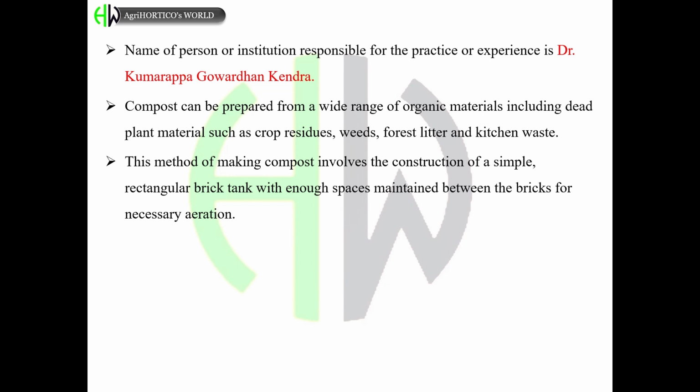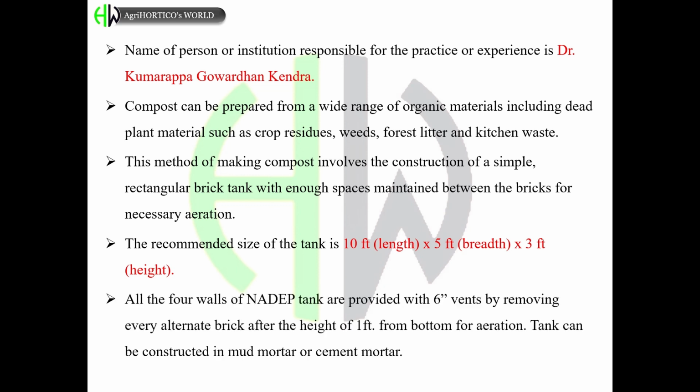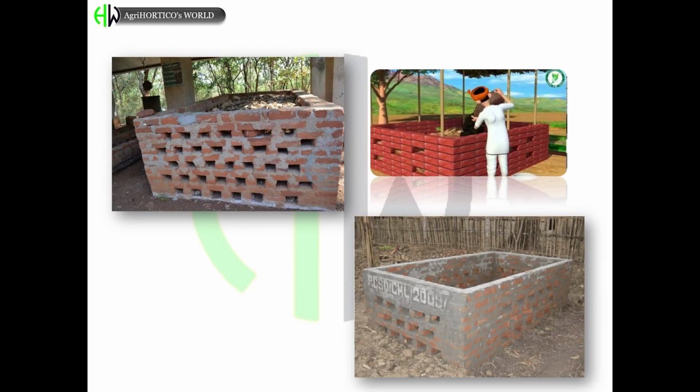This method of making compost involves the construction of a simple, rectangular brick tank, with enough spaces maintained between the bricks for necessary aeration. The recommended size of the tank is 10 feet length, 5 feet breadth, and 3 feet height. All 4 walls of the Nadef tank are provided with 6 vents by removing every alternate brick after the height of 1 foot from the bottom for aeration. The tank can be constructed in mud mortar or cement mortar. These are the images of Nadef composting.